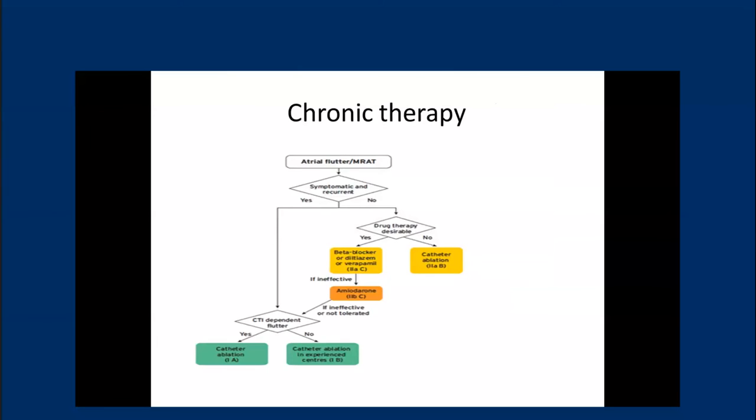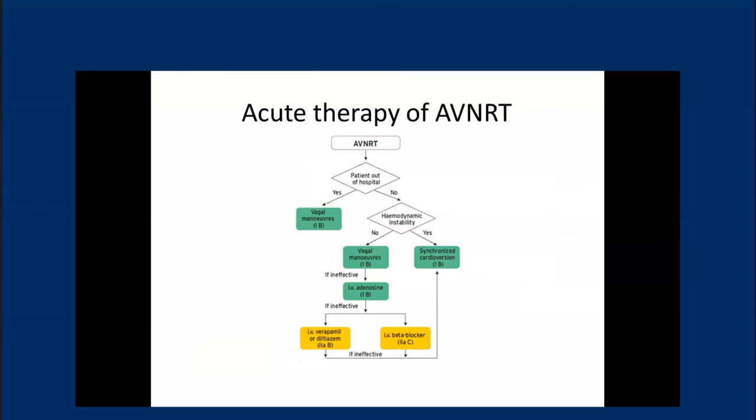And chronic therapy, it depends on the burden of the symptoms. For patients with infrequent symptoms or infrequent episodes of atrial flutter, medical therapy is an option. And for patients with recurrent episodes, catheter ablation is the choice, and it's effective in terminating the arrhythmia.